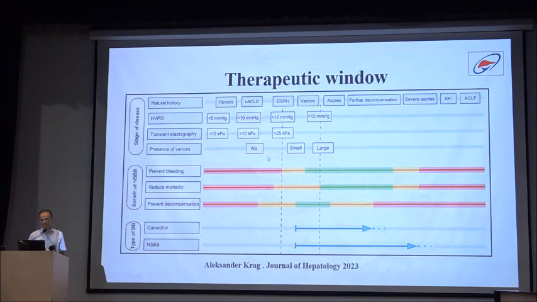It has been seen that there is a therapeutic window for the action of the beta blockers. They are not effective in the initial stages of portal hypertension, and they are detrimental in the advanced stage. It happens because the natural history of chronic liver disease starts from fibrosis, then compensated advanced chronic liver disease, then CSPH, then varices, and then decompensation. Since beta blockers act primarily on the splanchnic circulation, they are going to work only if there is splanchnic hyperemia.